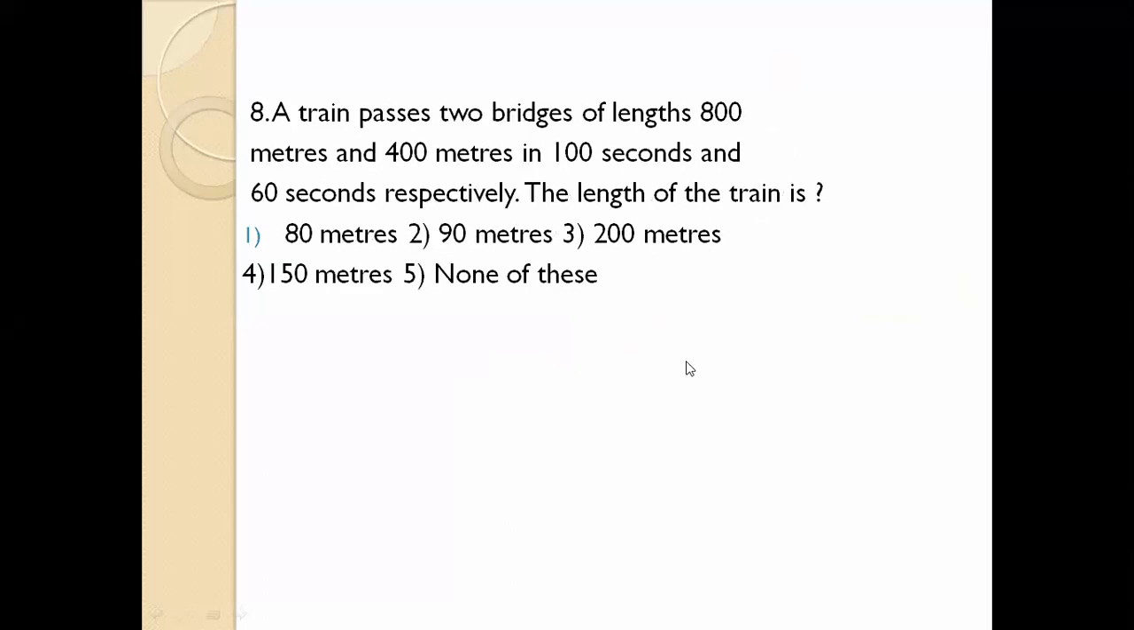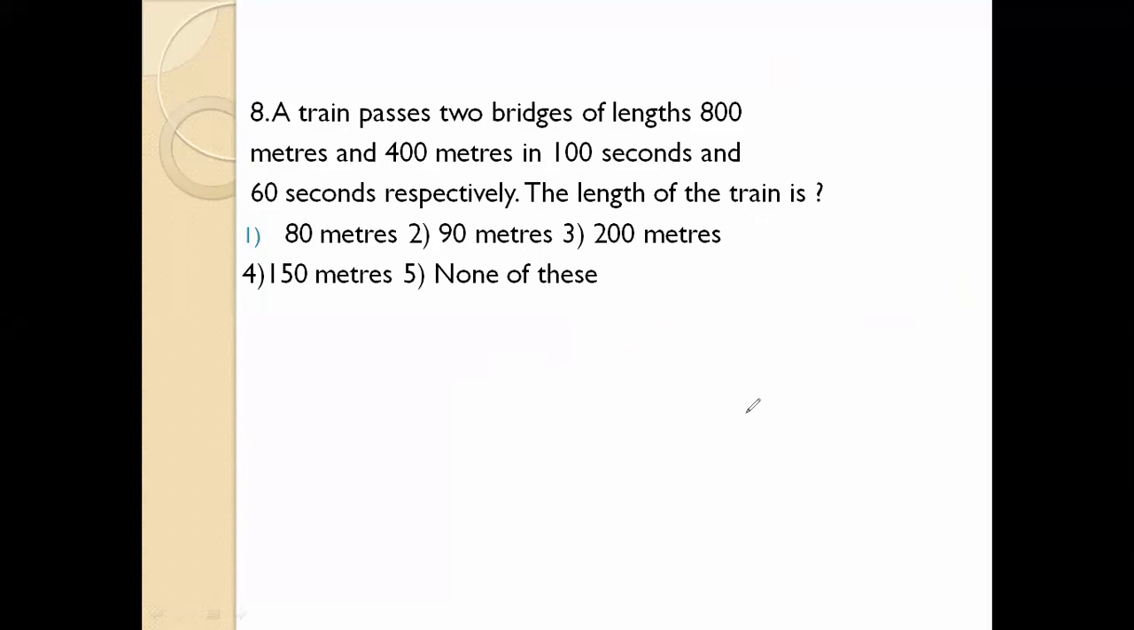A train passes two bridges of lengths 800 meters and 400 meters in 100 seconds and 60 seconds respectively. The length of the train is? Now here we'll see that this is a different type of question. A train passes two bridges. Here the train passes both bridges with the same speed only. That is the logic here.